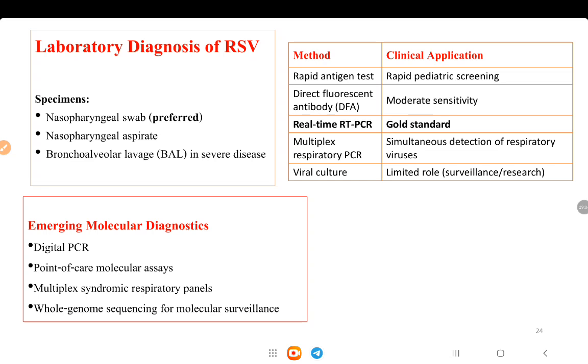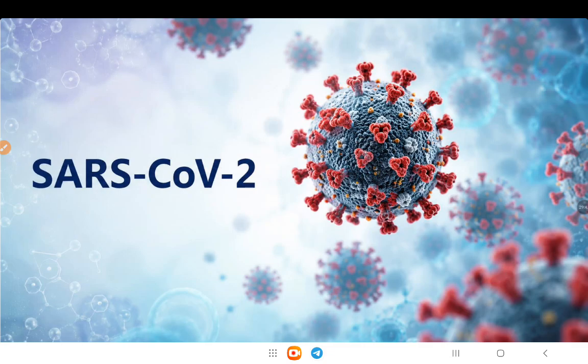In this table, you can see different methods and their clinical applications. Rapid antigen test is used for rapid pediatric screening. In any pediatric hospital, we perform rapid antigen testing. Direct fluorescent antibody has moderate sensitivity. When we need to confirm a rapid antigen test, we can use real-time PCR as the gold standard. Multiplex respiratory PCR is used to diagnose many different types of viruses which can cause respiratory infection. Viral culture has limited use. It is used for research or surveillance only, not for diagnosis.